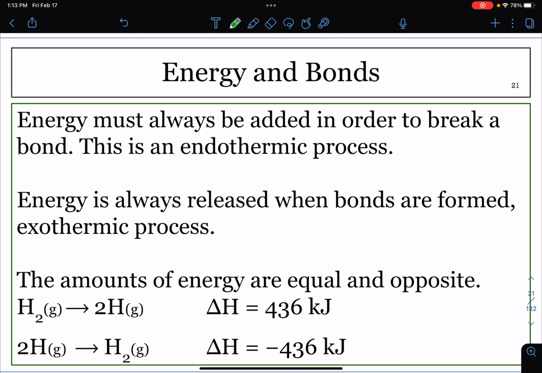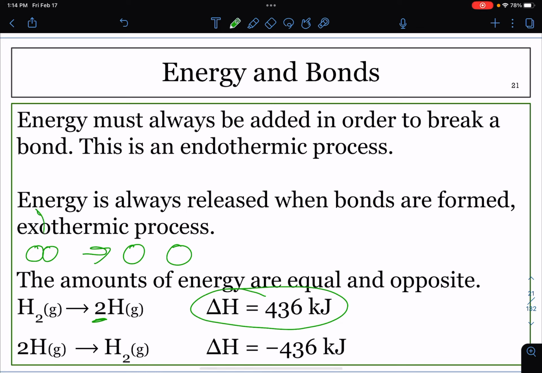So let's start with this H2. That means you've got two hydrogen atoms that are bonded together. When that bond breaks apart, you have two separate individual hydrogen atoms. So we have a coefficient 2 and no subscript 2. This process requires 436 kilojoules of energy. Another way to put it is we need to input energy into these atoms. The atoms need to absorb energy in order to break their bond and separate from each other.